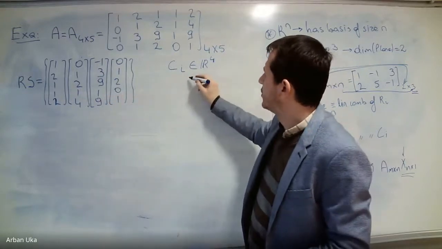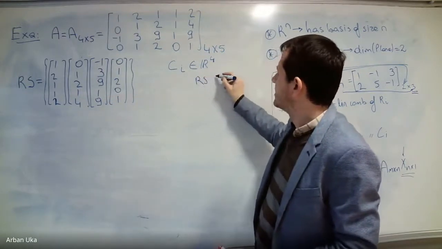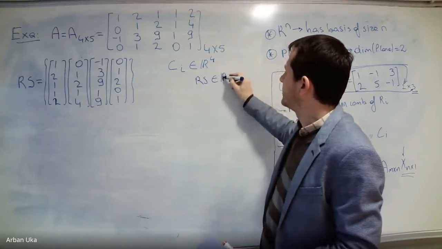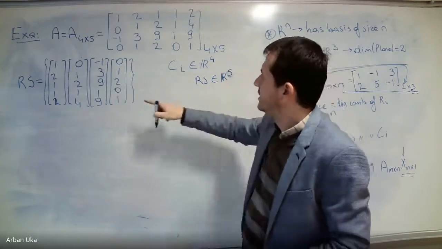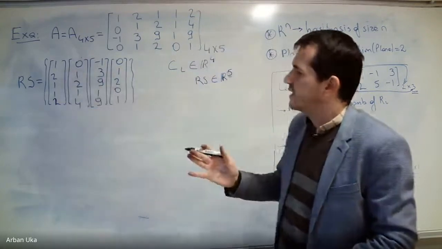So, let me write it like this. The row space is a subspace of R5, right? Why? Because we need 5 values for each row.